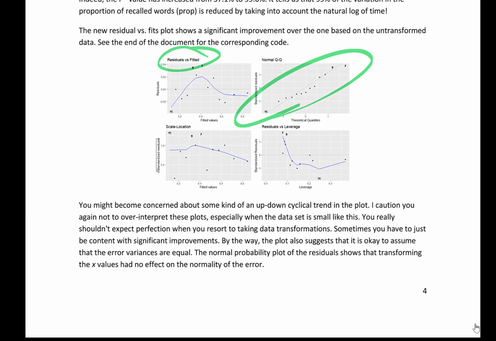So again, just be really careful, don't overinterpret the plots. And that includes when we originally fit this simple linear regression model and we hadn't transformed the variables yet. If you just have slight deviations there, especially with small data sets, don't be overly concerned. But in this case, it was obvious that the scatter plot was not linear.